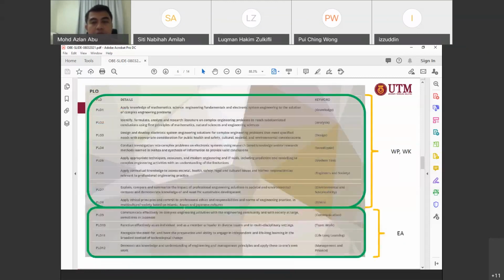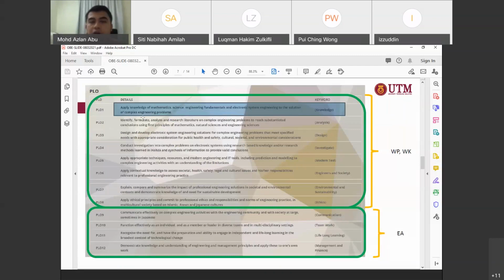Based on UTM, we have 12 PLO, program learning outcomes. Sometimes they call it program outcome, same like course learning outcome, which sometimes they call course outcome. PLO1: you apply knowledge of mathematics, science, engineering fundamentals, and electronic engineering to solve complex engineering problems. The keyword here is knowledge, where you want to solve complex engineering problems.